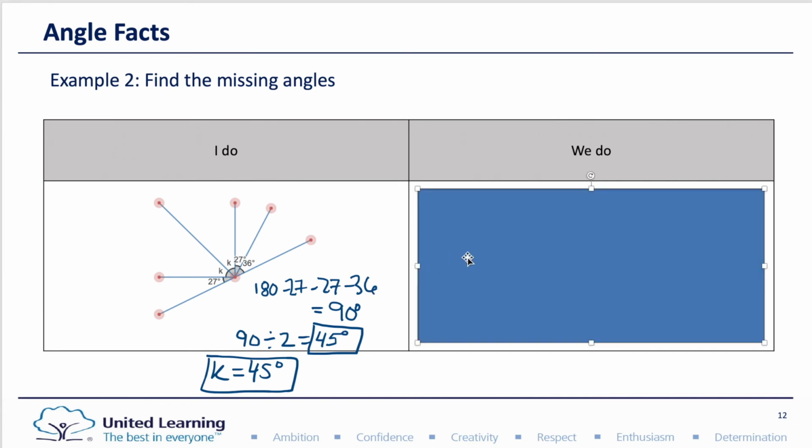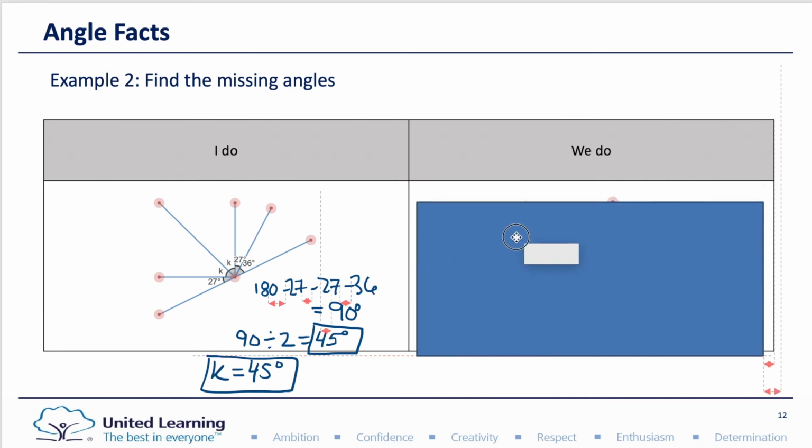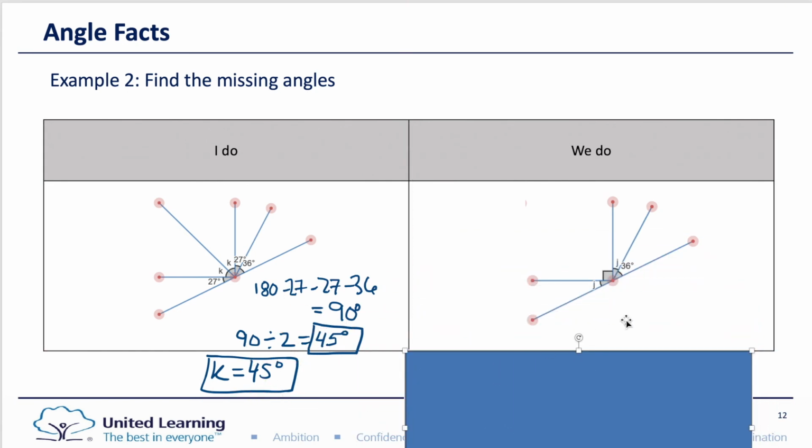All right, let's try and do this one. Please pause the video and attempt this question. So you have a straight line, 36 degrees, J. I wonder what that box means. And another J. Solve for J.